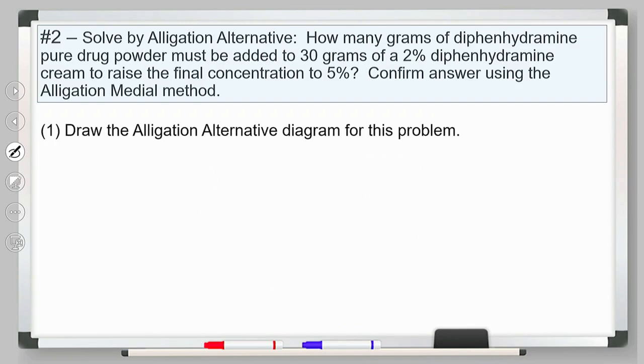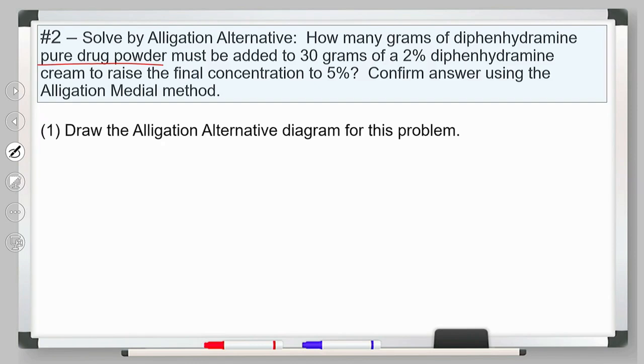So let me read you the next question. It is similar. In the previous question, we added a diluent to dilute a higher concentration down. Now what we're doing is it wants to know how many grams of diphenhydramine pure drug powder must be added to 30 grams of a 2% cream to raise its concentration to 5%. So instead of diluting from 10% down to 7, we are concentrating, we are fortifying from 2% up to 5%. So the only trick to this question is, what is the concentration of diphenhydramine in pure diphenhydramine powder?